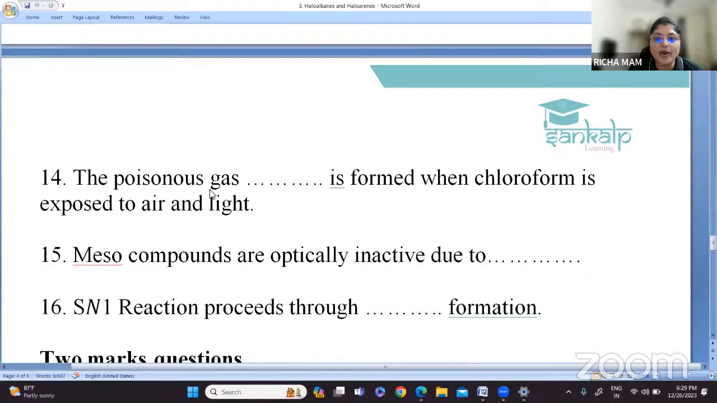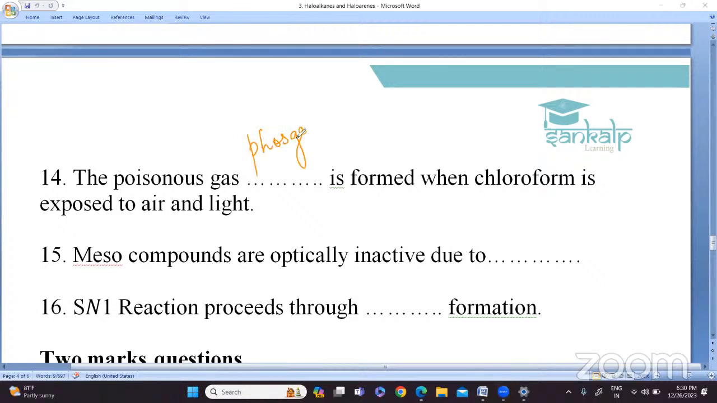Okay. Next question. The poisonous gas dash is formed when chloroform is exposed to air and light. Which is the poisonous gas formed when chloroform is exposed to air and light? Important, very important. Yes, good. Sita, Vedvati and Chetan Gowda have answered it right. It is phosgene. The poisonous gas phosgene is formed when chloroform is exposed to air and light.